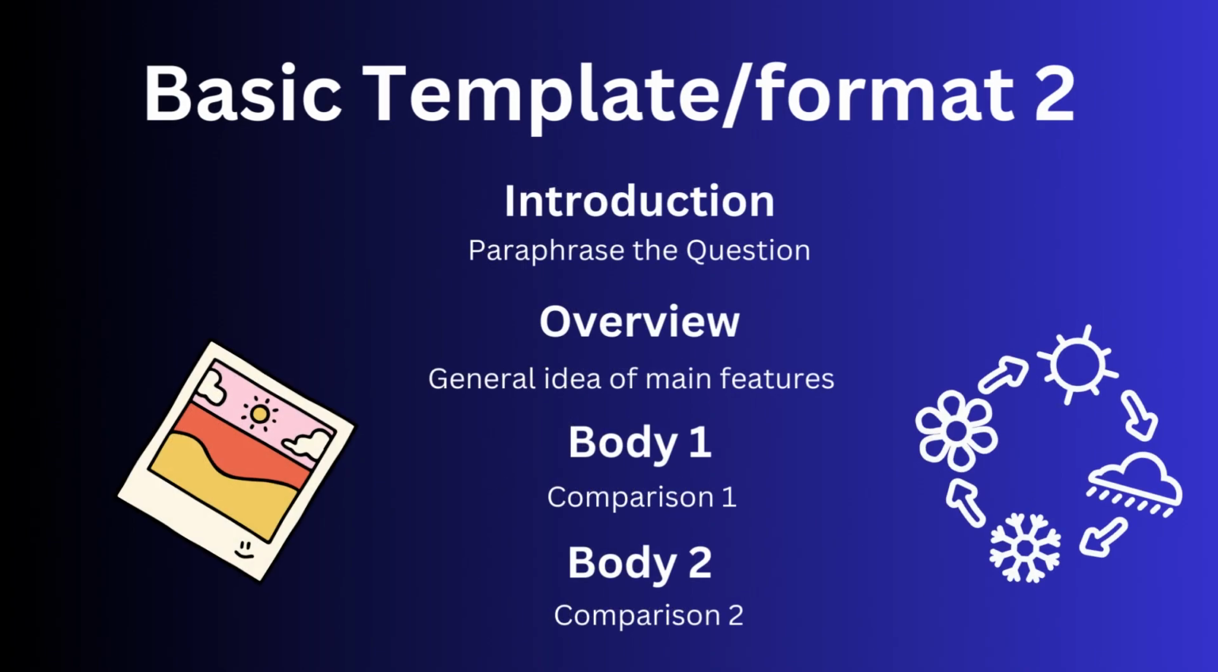But in writing task 1 for academic, we also get diagrams, cycles, and processes. For those questions where there is no particular end to the process or no particular conclusion, but there is an overview, you must use a different template. You give the introduction, the same, you paraphrase the question, but then you give a general idea of what is happening. You just write that as an overview. Then you write the first paragraph, make comparisons, then write another paragraph, make comparisons, but you don't have to write any conclusion.